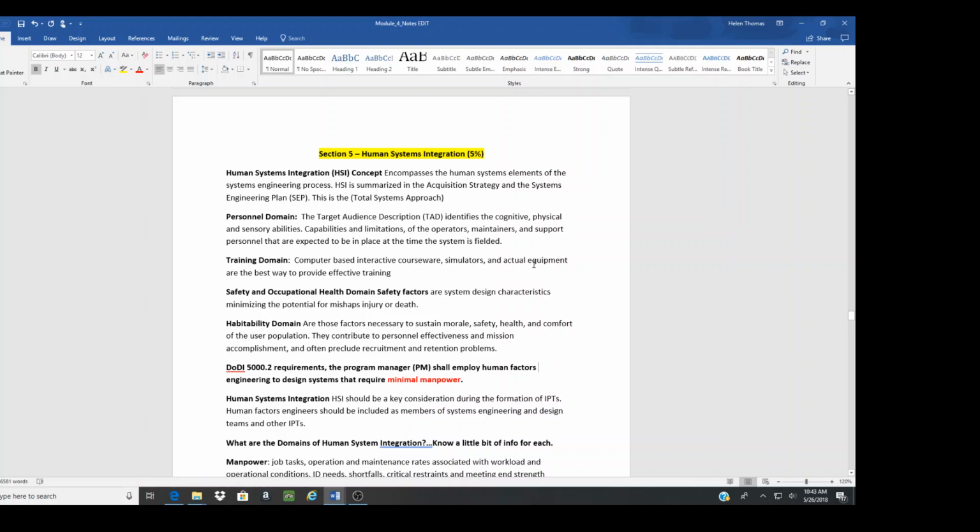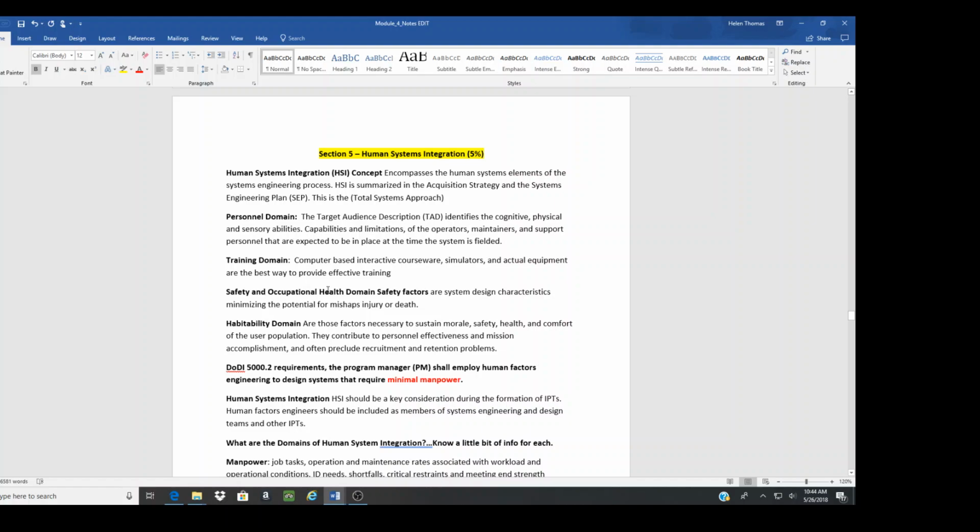So you can't wait until the system is fielded to figure out now who's going to be the subject matter expert on this system out in the field, who's going to operate it, who's going to sustain it. Training, you're going to have consistent training. What type of training? If you're going to train the individual on that system, are we going to use training in classroom? Are we going to use simulators? Or you're going to actually put them on the equipment to do the training. So that's your training domain.